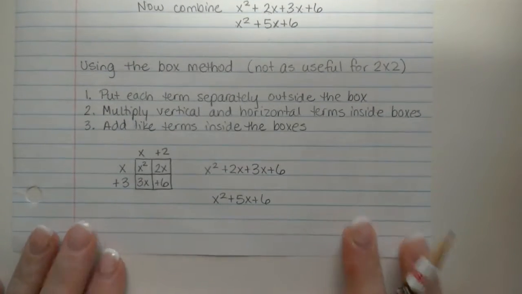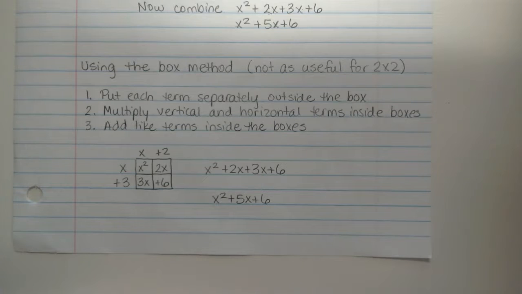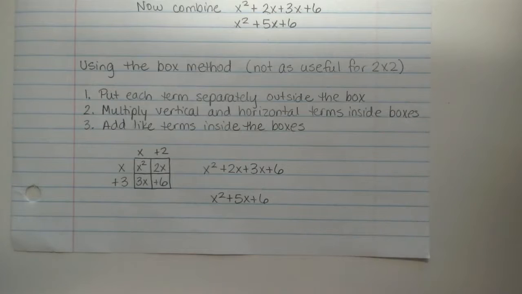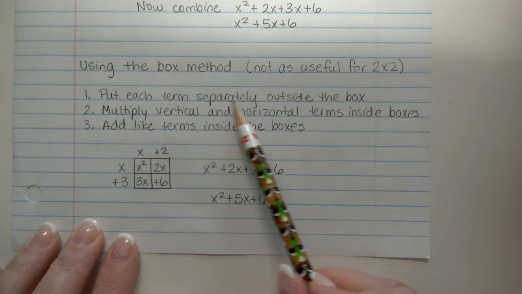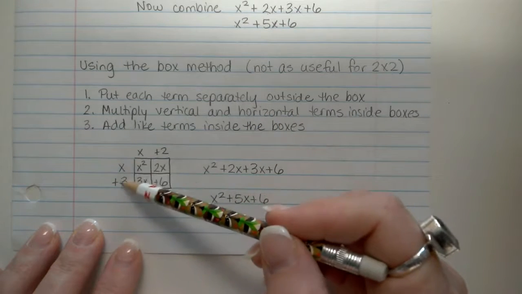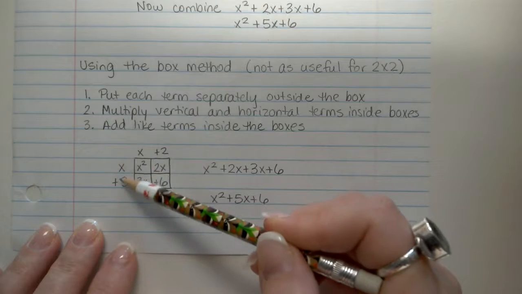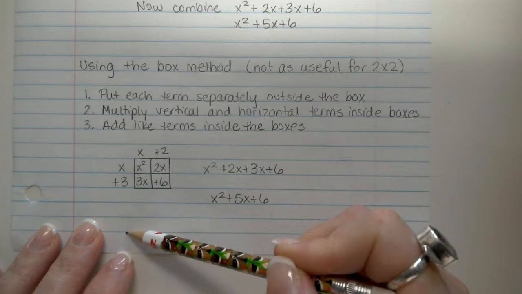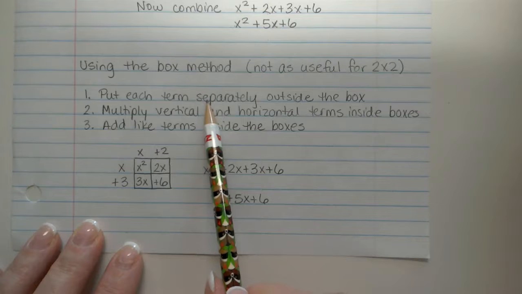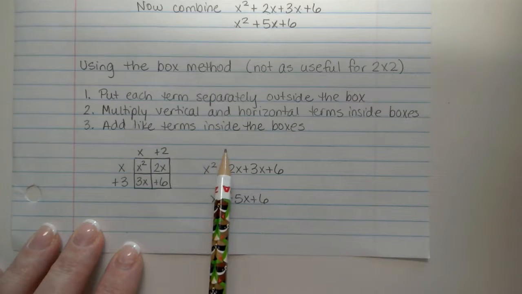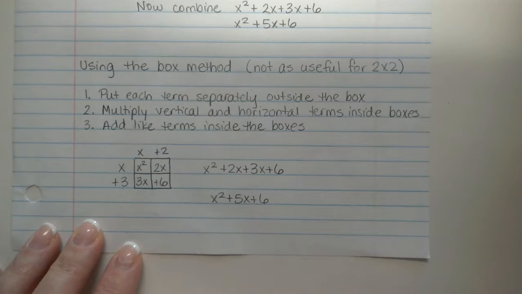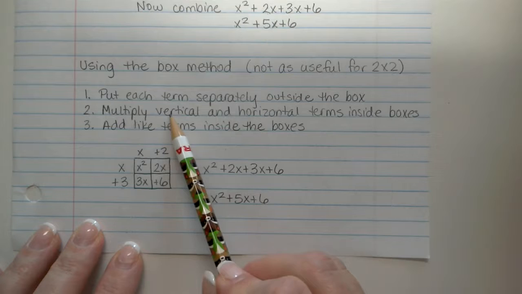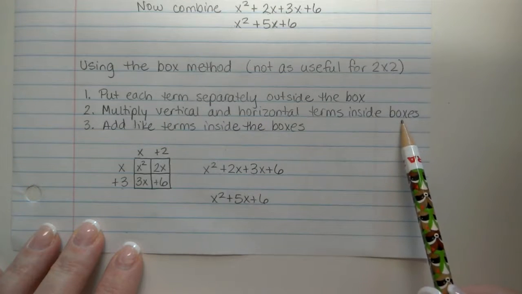Now, using the box method is helpful when you have more than a 2 by 2, but I'm just going to demonstrate it here. It's not as useful when you just have 2 terms times 2 terms, because FOIL works fine. The main thing in any box method is that you put every single term separately outside the box. If you have 2 terms over here, you're going to put 2. If you have 3 or 4 or 5, you put however many of those on the left-hand side. You also put the other terms you're multiplying across the top, okay? So if you have 2 over here, you have 2 on the top.